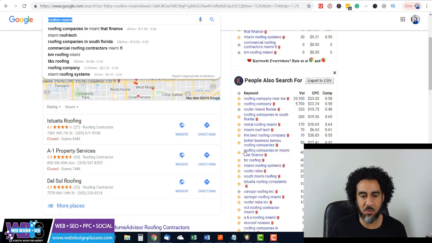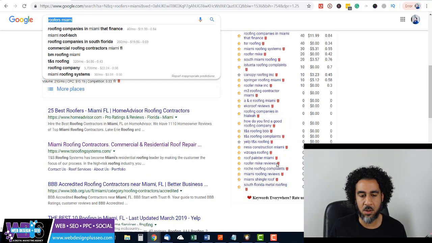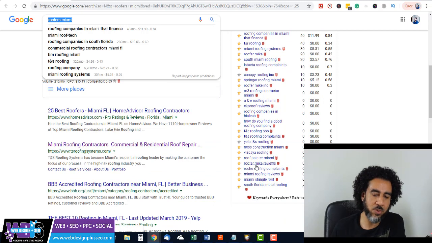You want to go for the longer ones. You see this one right here? This one would be gold right here. Better business, big roofing companies. You see, this is a good one right here. The best roofing companies. The stuff that is longer is always a lot better to rank for. Now, there are a lot more keyword tools you can use. Some are paid, but this is a pretty good start.